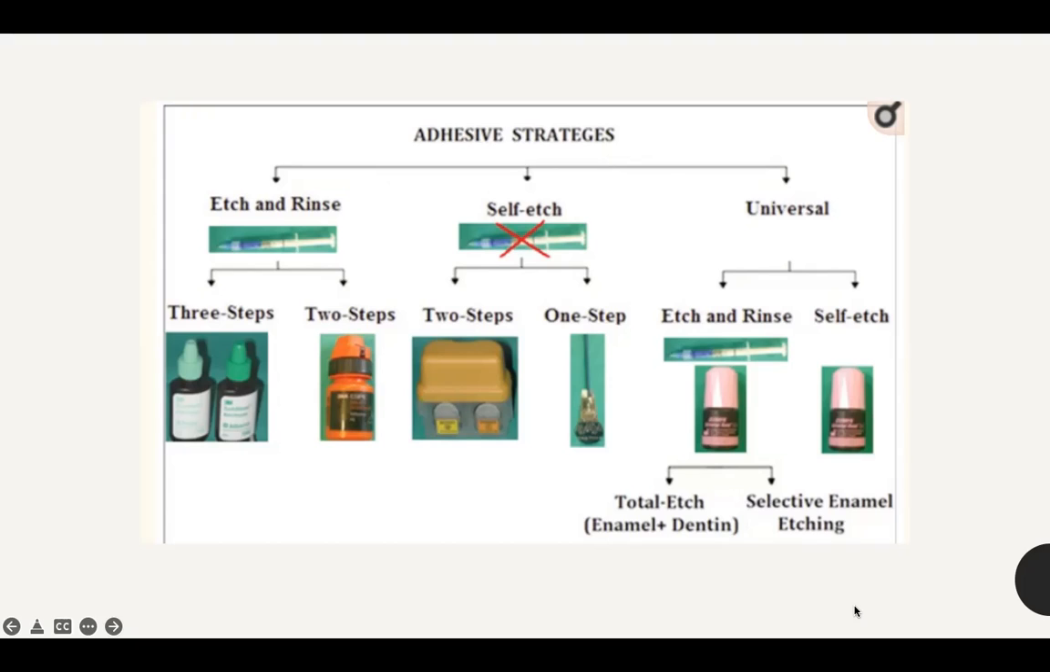There is no need for rinsing. After curing, you apply the adhesive. There is also a 1-step, single bottle solution, and a self-etch 2-step technique. And we have universal adhesives. Universal means you can use them in multiple modes: either in the etch and rinse technique or in self-etch.